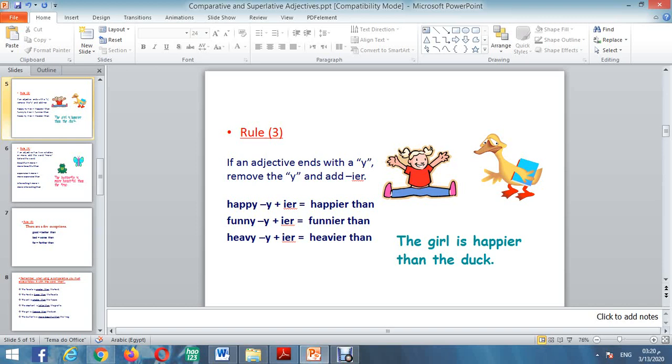Example, the girl is happier than the dog. So all of this is comparative. We compare between the girl and the dog. In the adjective happy, what did we do? It's very easy. Drop Y, add IER. So the girl is happier than the dog. Or we can say the dog is sadder. Sad, the opposite of the adjective happy. This is rule number 3. It's very easy. Number 4.